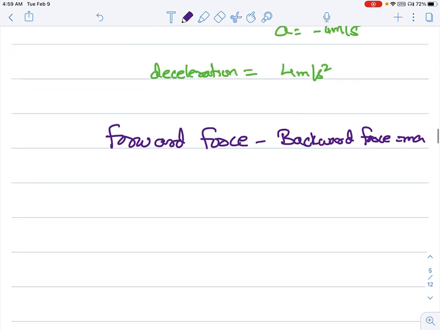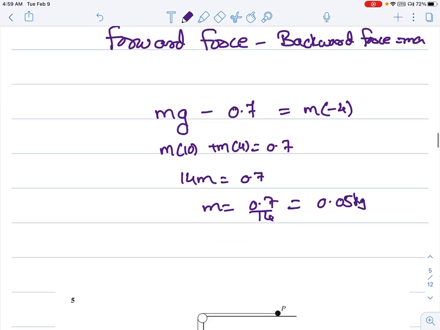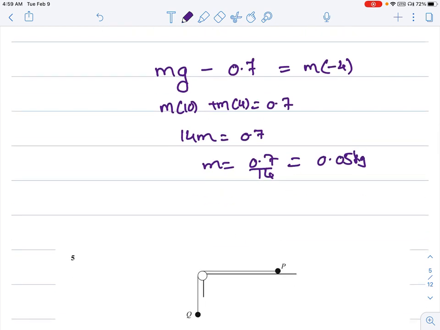So it is falling because of its weight, which is mg, minus the backward force, the resistance force, 0.7. M is what we have to find, and a is the acceleration, minus 4, not deceleration. We should take the acceleration as minus 4. So from there, mg is 10 plus m times 4 is equal to 0.7. So 14m is equal to 0.7. M is equal to 0.7 upon 14, which is 0.05 kgs. This is going to be the answer for question number 4.